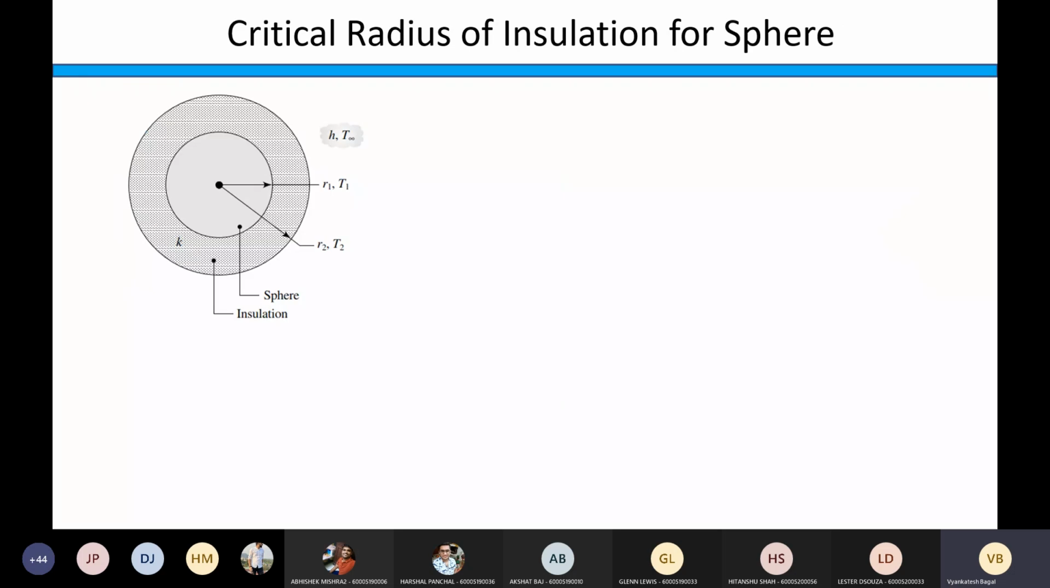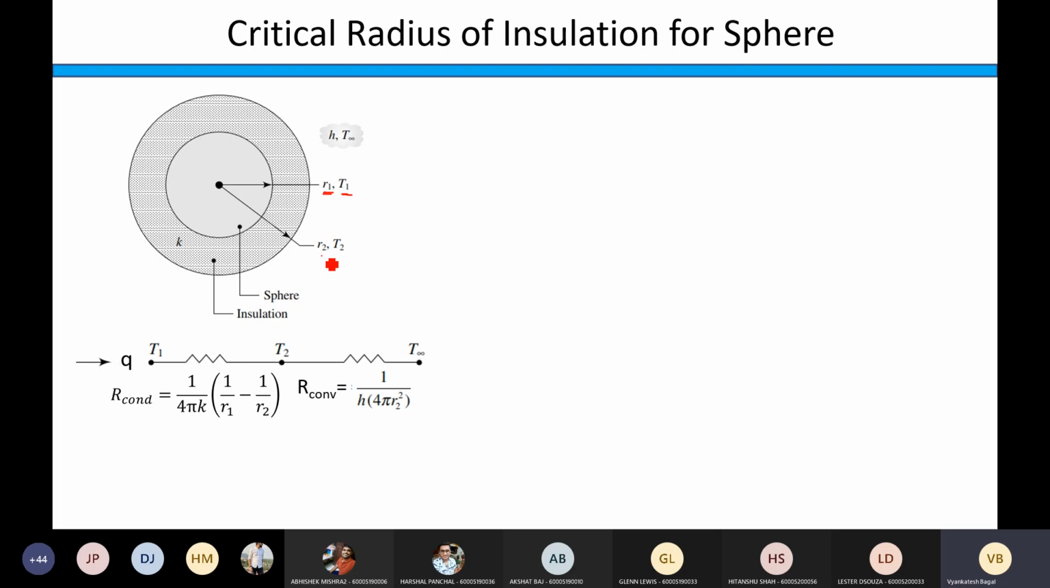So this is for the cylinder. Now we'll talk about the sphere, so take down quickly. The same technique is used, nothing big in this. The inner radius is R1, temperature is T1, outer radius is R2, temperature is T2. Then we have the sphere and the insulation, and outside the heat transfer coefficient h and the temperature of the surrounding fluid T infinity.